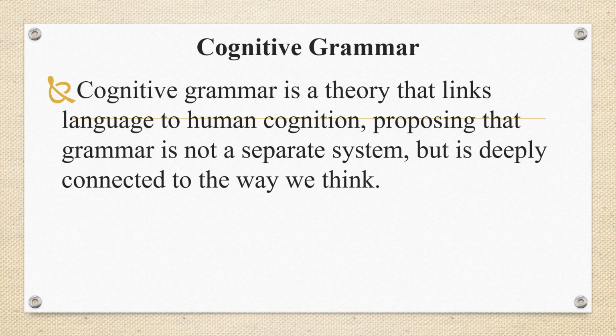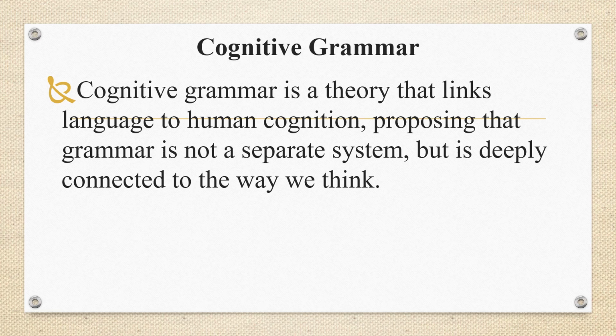Cognitive grammar is a theory that links language to human cognition, proposing that grammar is not a separate system but is deeply connected to the way we think. It suggests that the structure of language reflects the mental processes used to understand and interpret the world. Cognitive grammar focuses on how meaning and structure are shaped by cognitive processes such as perception, attention, and categorization. It views grammar as emerging from our experience and conceptualizations of the world.